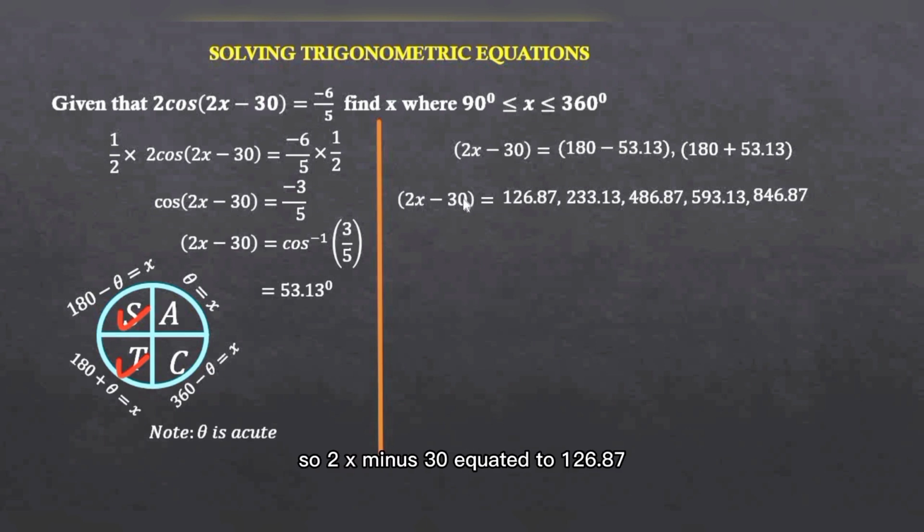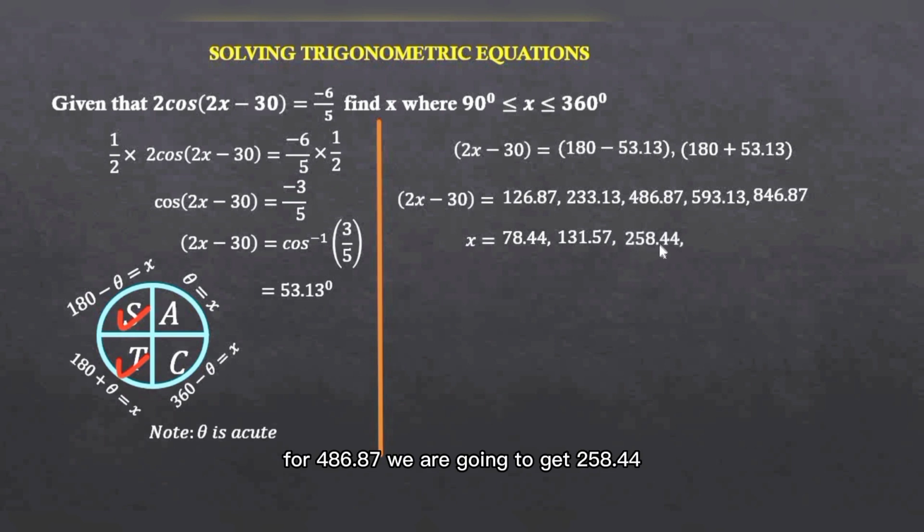So 2x minus 30 equated to 126.87. Solving that gives us the first value of x as 78.44. That is, 2x minus 30 is equal to 126.87, add 30 to both sides so that we have 156.87. Dividing both sides by 2, we get 78.44. Applying the same to the next value, we are going to get 131.57. For 486.87, we are going to get 258.44.